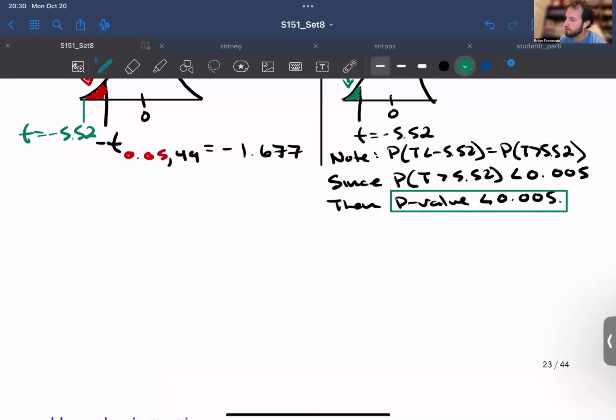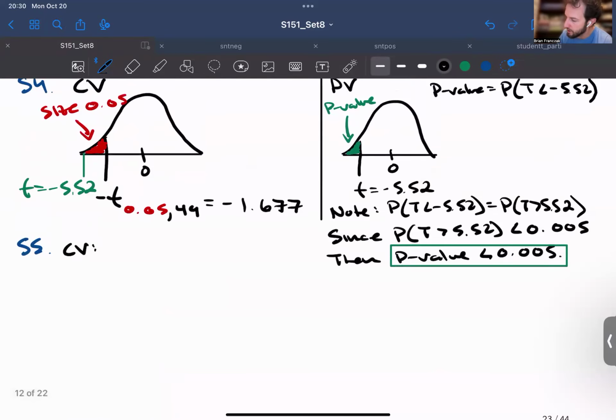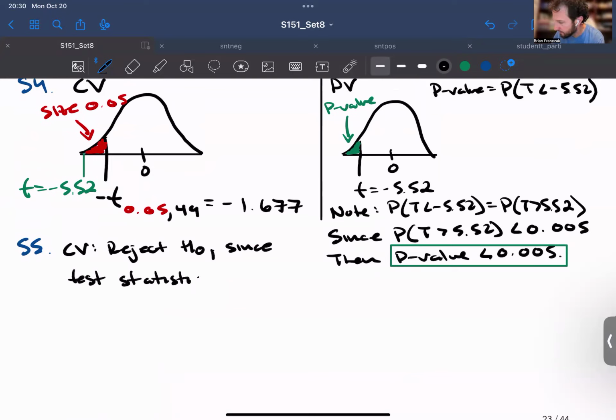Okay. So then when we move to step 5, if we use the critical value approach, we can say reject H0, right? Now it's fine to just write reject H0. And the reason that we're allowed to reject here is because the test statistic is inside the rejection region. Okay, so just for clarity, I'll write since test statistic is in rejection region, right?